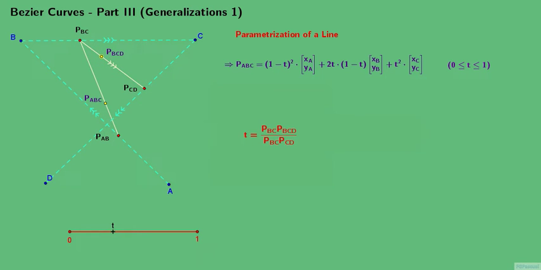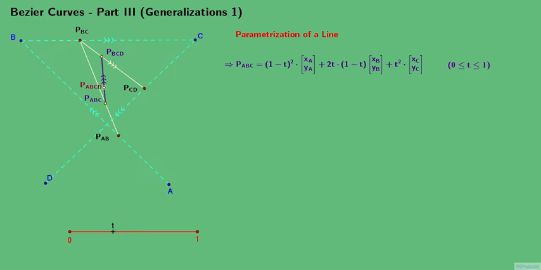Now, instead of writing out the formula for P sub BCD, we seek out the point that will trace the Bezier curve for A, B, C, and D. We'll call this point P sub A, B, C, D, which is on the segment between P sub ABC and P sub BCD. As with the other ratios, we require the ratio between the lengths of these two segments to be equal to t.